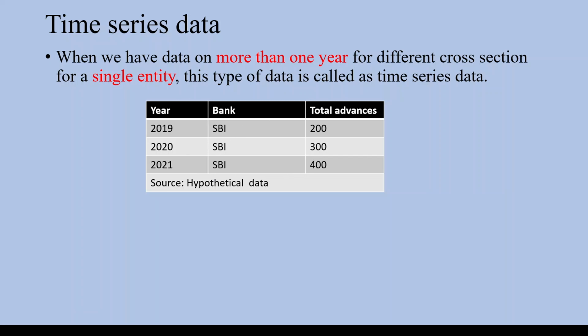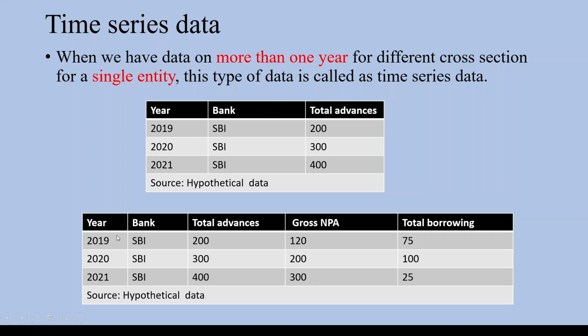The time is changing. We have another example of time series data. Here we have data from 2019 to 21. Here we need to look at this part, which is saying that we are considering only a single entity, and we have data on total advances, gross NPA, and total borrowings. So this is also time series data because of two reasons. First, we have data on more than 1 year, and we have a single entity. The entity is not changed, so we shouldn't confuse it with any other type of data.